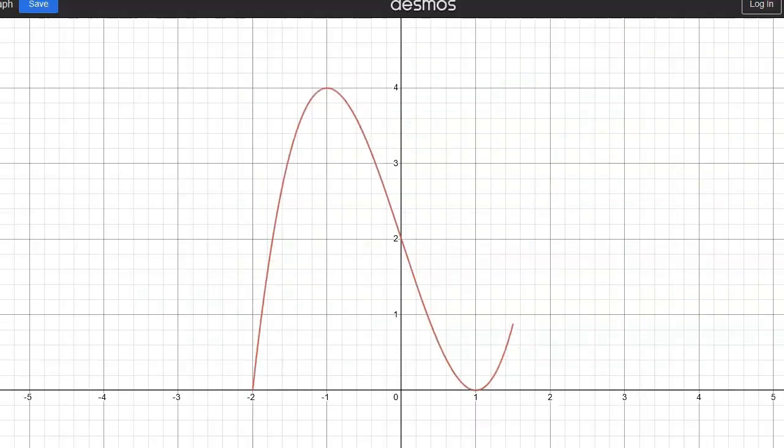I always like to graph the function to double check my answers. And you'll see we do have a minimum here at (-2, 0) and also at (1, 0). The other points that we checked are -1, which was an output of 4, and then we also checked 3/2. 3/2 gave us an output of 7/8 or 0.875. You can see visually here, the point (-1, 4) is the max. The points (-2, 0) and (1, 0) are our mins.